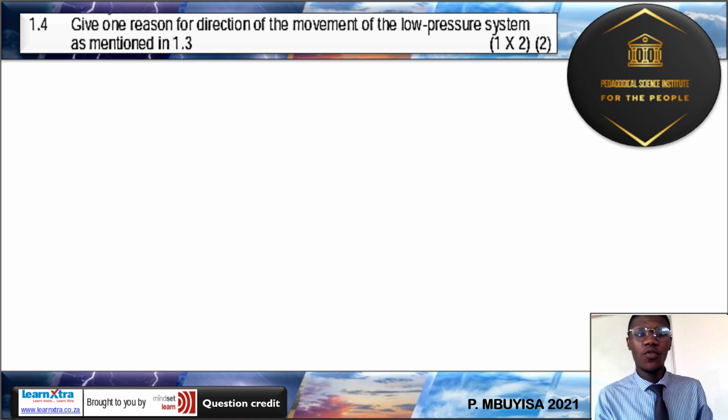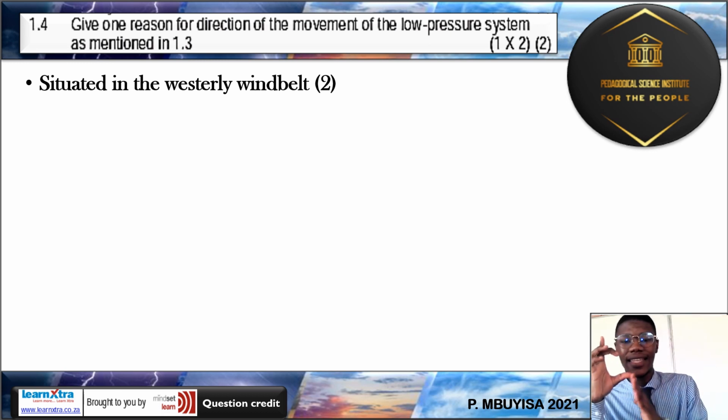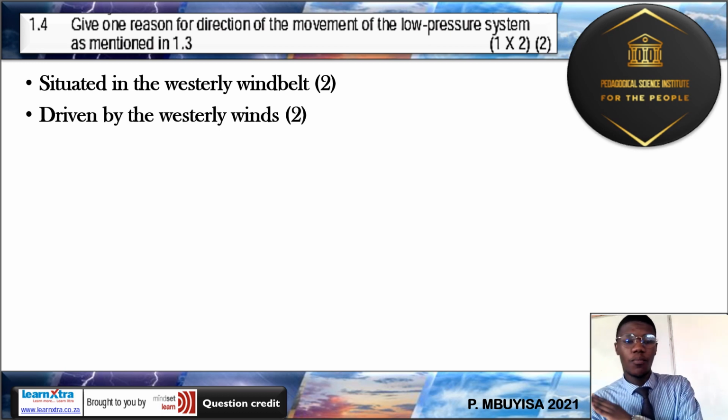Next question, give one reason for the direction of the movement of the low pressure system as mentioned. So I've highlighted because of the westerly wind belt, because they form between 30 and 60 degrees where we have westerly winds dominating the region. These systems will thus be driven towards the east as they are driven by tropical or subtropical westerlies.